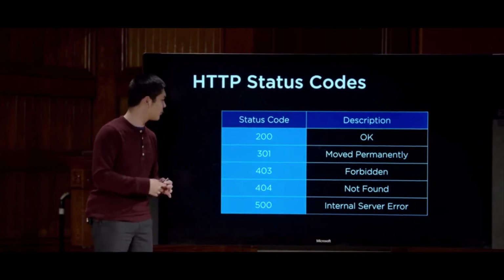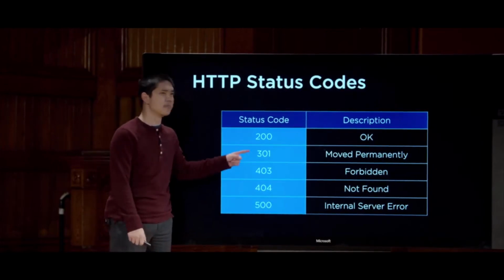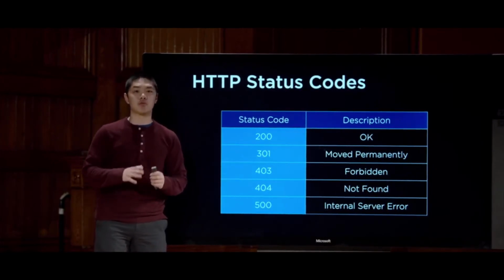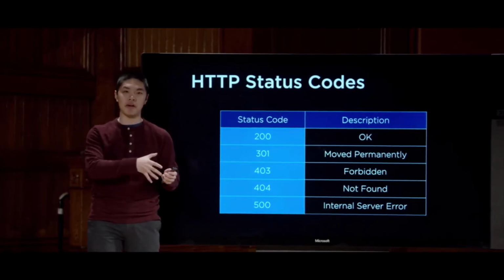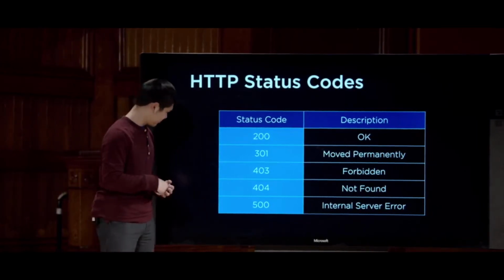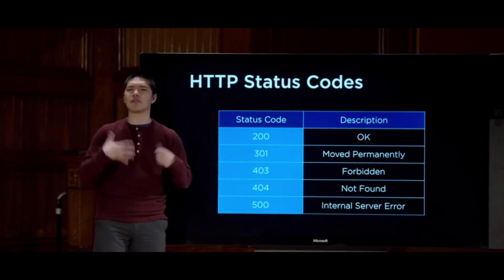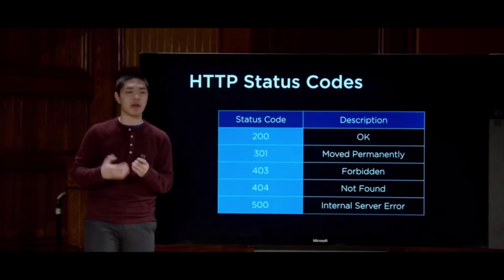doesn't exist, for example. Others you might see are 301, moved permanently. That often happens if you're redirected from one website to another, for example. We'll take a look at an example of that shortly. 403 generally means forbidden. You're trying to access a page you're not supposed to have access to.